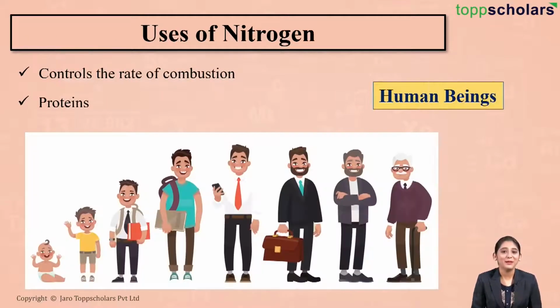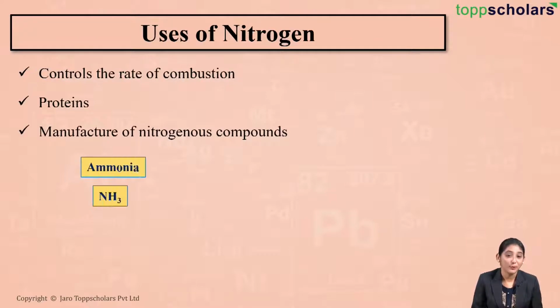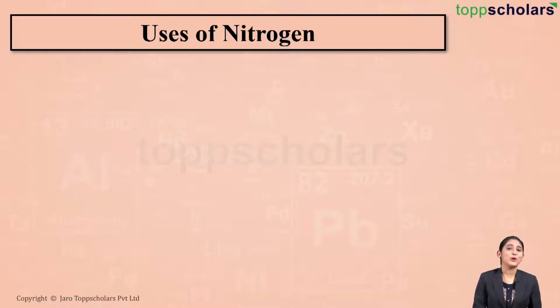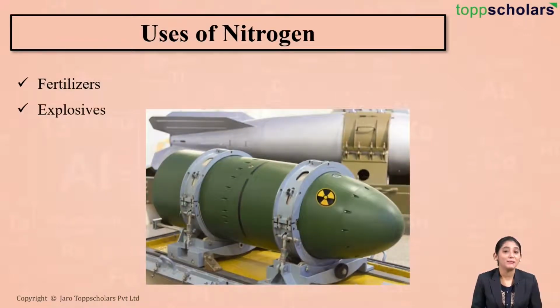well as human beings. Nitrogen is also used for the manufacture of nitrogenous compounds such as ammonia, NH3, as well as nitric acid, that is HNO3. Nitrogen is also used in the manufacture of fertilizers, which are used to enhance the growth of plants. Nitrogen is also used in making explosives, that is trinitrotoluene as well as nitroglycerine are manufactured by using nitrogen.